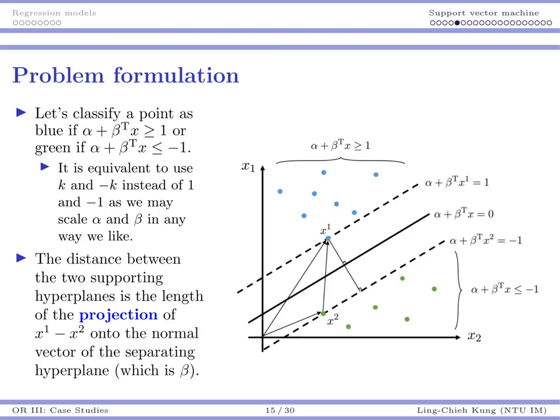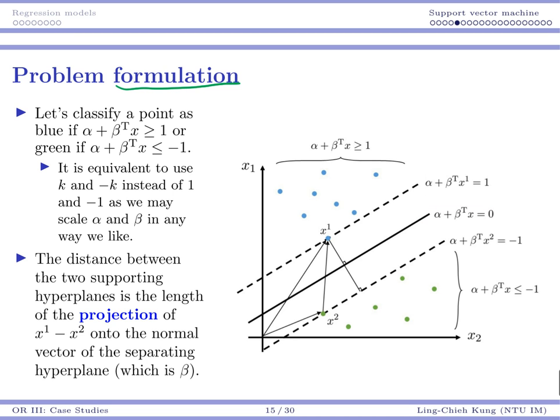So let's try to formulate the support vector machine problem. And you may, of course, predict we're going to formulate it as some kind of optimization problem. Okay, so it takes some time, so let's do it one by one. So first, we're going to say that this is a classifier, okay? Alpha plus beta transpose x is a classifier.